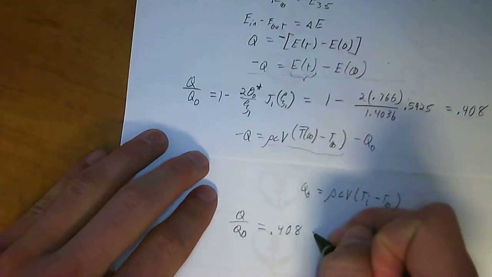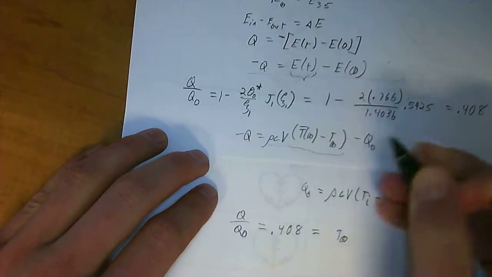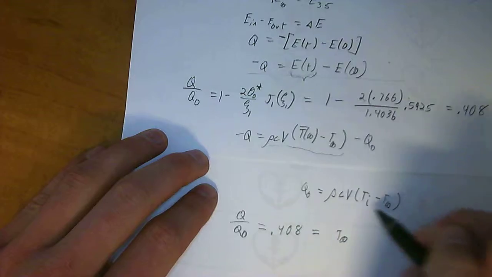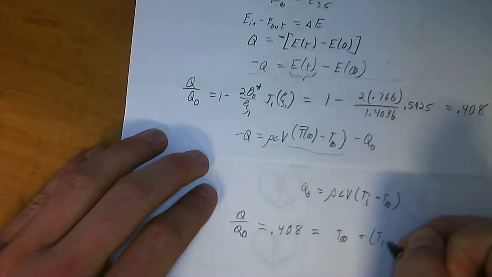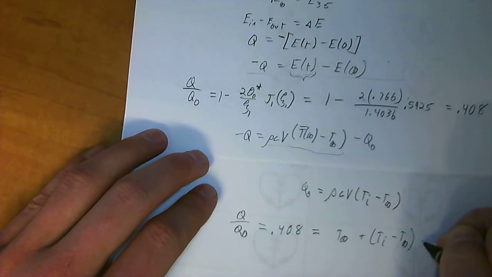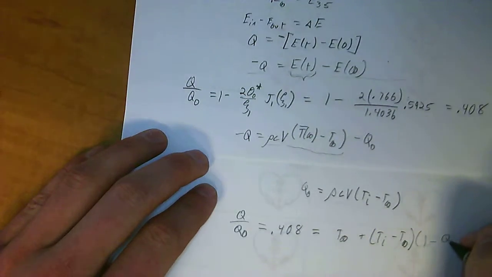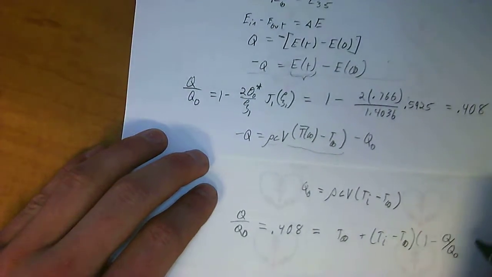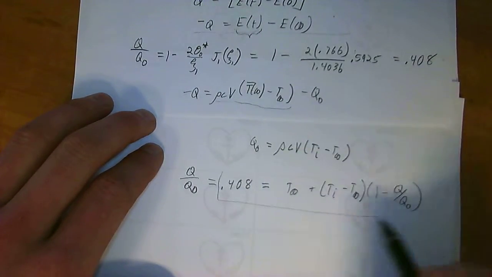0.408, which is then equal to T infinity. You go ahead and divide this whole side by this value right here: T infinity plus T initial, times 1 minus Q over Q naught. Okay, so here's an equation we can work with.